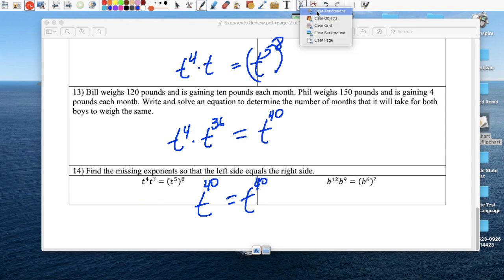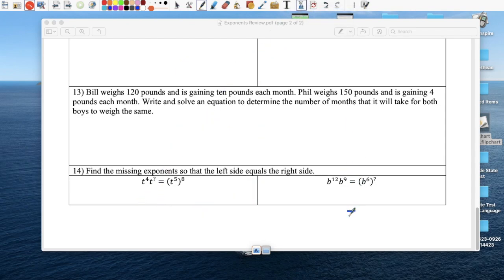Right? On the right side, again, it says b to the 6 raised to what power over here would give me the same thing that I have on the other side. Well, on the other side, let's see what we have. We have b to the 12 times b to the 9. So keep the base, add the exponents. 12 plus 9 is 21. And in this case, I made a mistake because there's nothing that you can multiply 6 by to get you 21, right? 6 times what power will get you that? It's not going to happen. Okay, so please ignore this one.